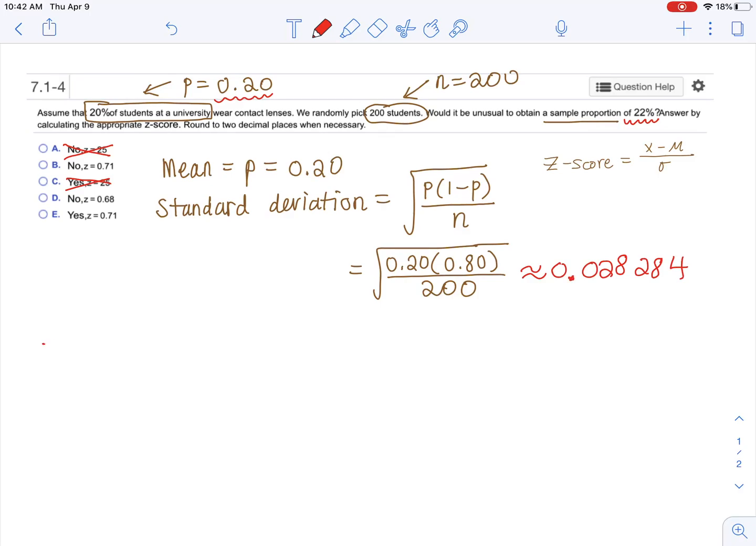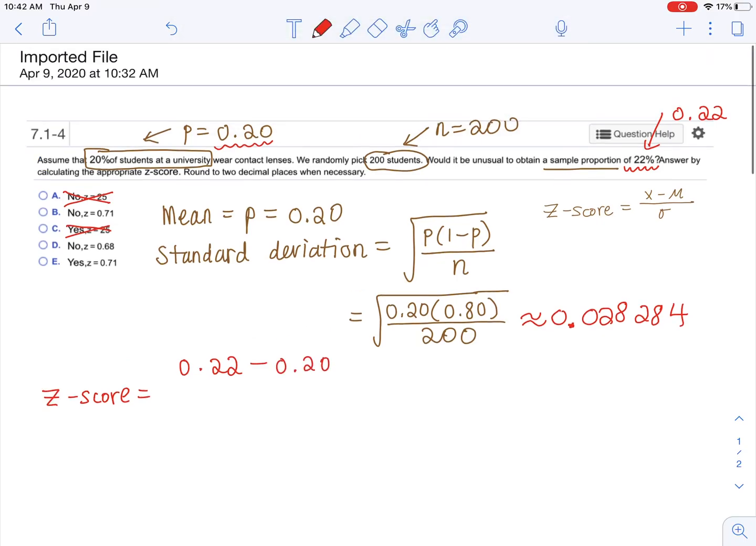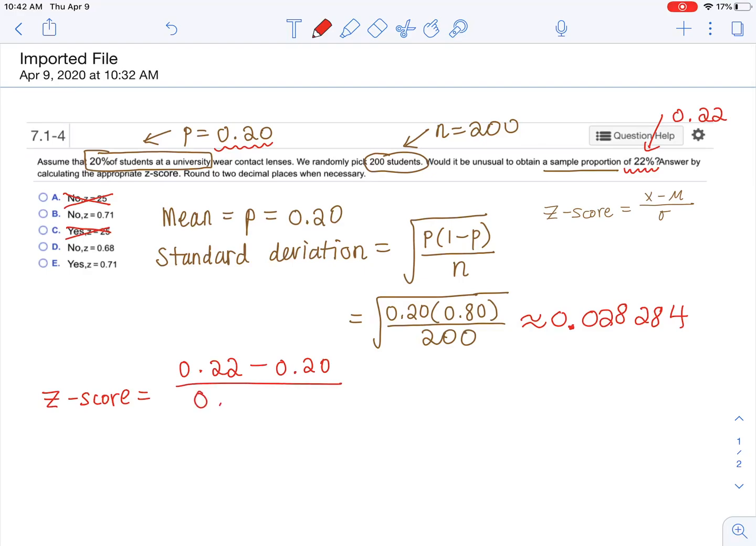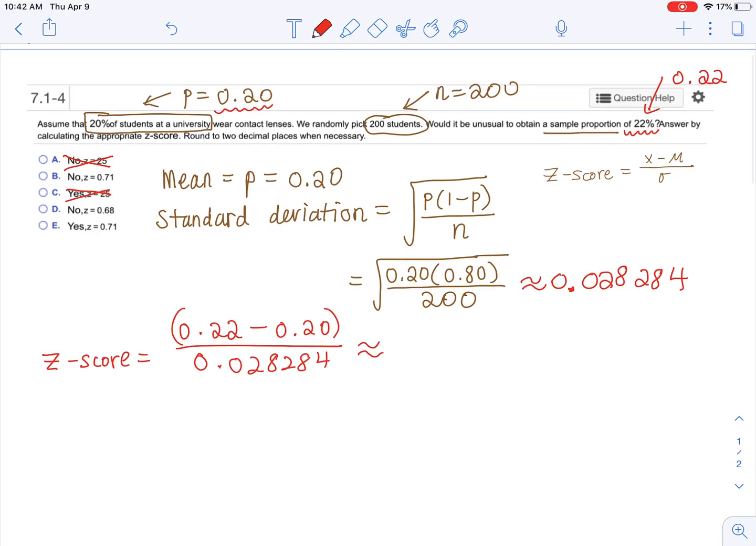And then let's do the z-score. The z-score is equal to x minus the mean. So we know x is, what we're trying to see is if the sample proportion 0.22 is unusual. So that will be your x. 0.22 minus, what's the mean? Mean is 0.20. And we divide this by the standard deviation of 0.028284. Let me put parentheses around this. And then I'm going to my calculator to figure out what that is, okay?